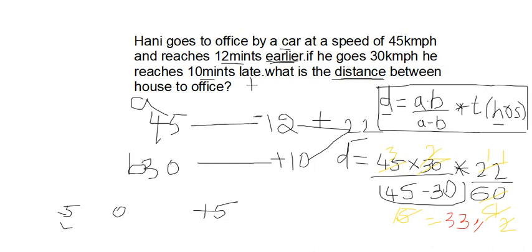Understood everybody? Only if you learn this formula, it will be easy. Distance equals A into B by A minus B into time. Time should be in hours. So A, B are nothing but the given speeds. Initially the first speed they have given, later the second speed they have given. So you should multiply both in the numerator. In the denominator you need to subtract both. Into time is what they will give.